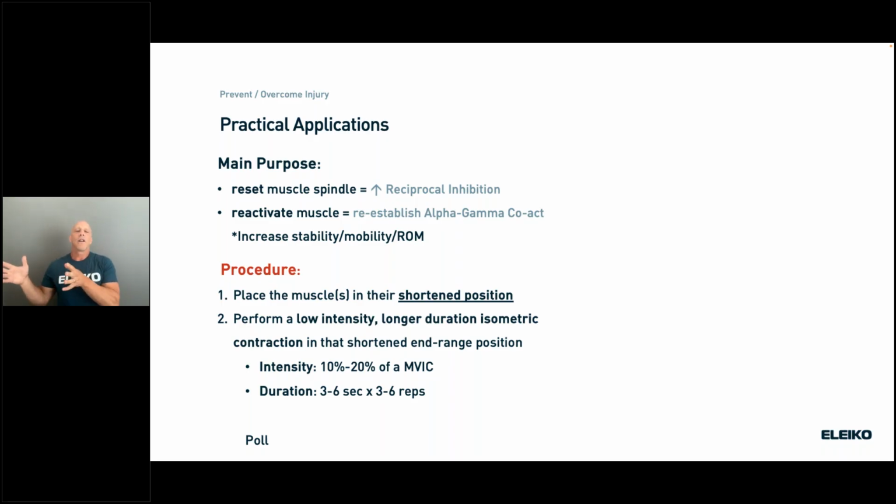Why? Because if you get over 30%, you're going to bring in type 2A fibers. You don't want the type 2As to kick in. You want the type 1s to kick in, because those are the ones that get knocked offline predominantly. So it's a 1 to 2 on a scale of 10 of maximal isometric contraction, and you do it for 3 to 6 seconds. Sometimes you have to build up to that, maybe 3 sets of 3 seconds, and eventually you're doing 6 sets of 6 seconds. So don't try to do everything to the max the first time, just give it a few.